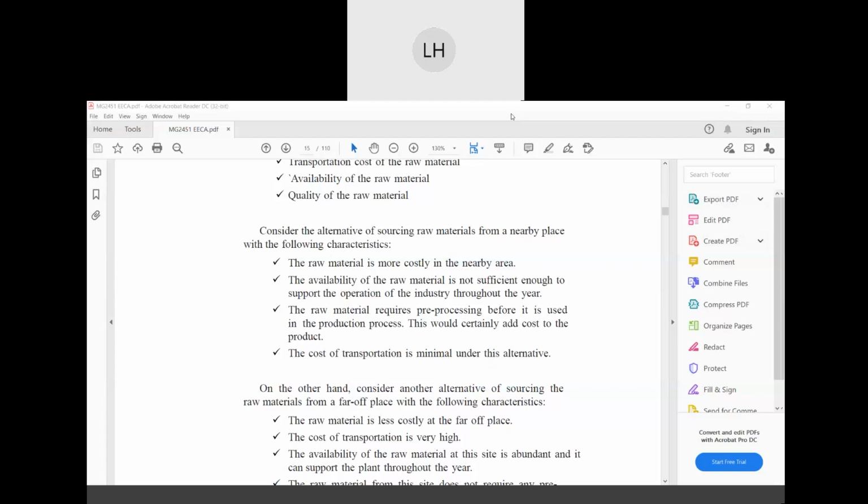Yes, ma'am. Why nearby? This is a discussion. I'm not saying that you cannot buy it from nearby. But what is your analysis when you are saying nearby? Why are you saying nearby? Whatever you understand, just reply that.